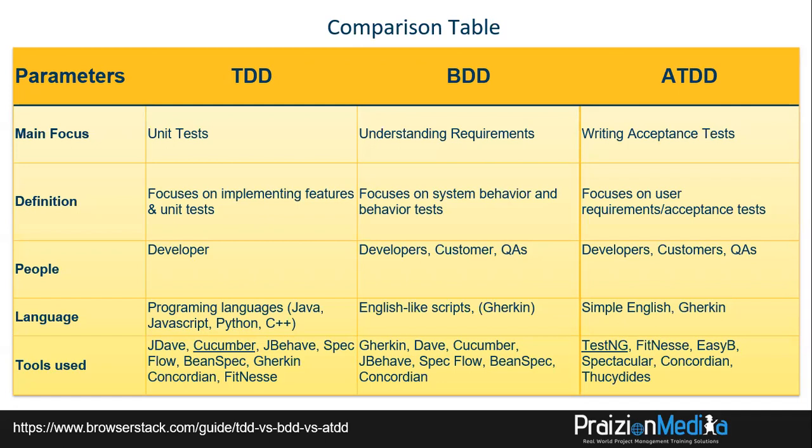You take a look at the people involved, the developer for TDD mainly, but BDD and ATDD is all about everyone, developers, customer, and QA. Talk about the languages used. The language specific to BDD is English-like scripts and Gherkin. Like I said, we use a Cucumber format, the given when then, but you can talk about the language used being Gherkin. If you take a look at TDD, it's programming languages pretty much. And various tools are used for all these.